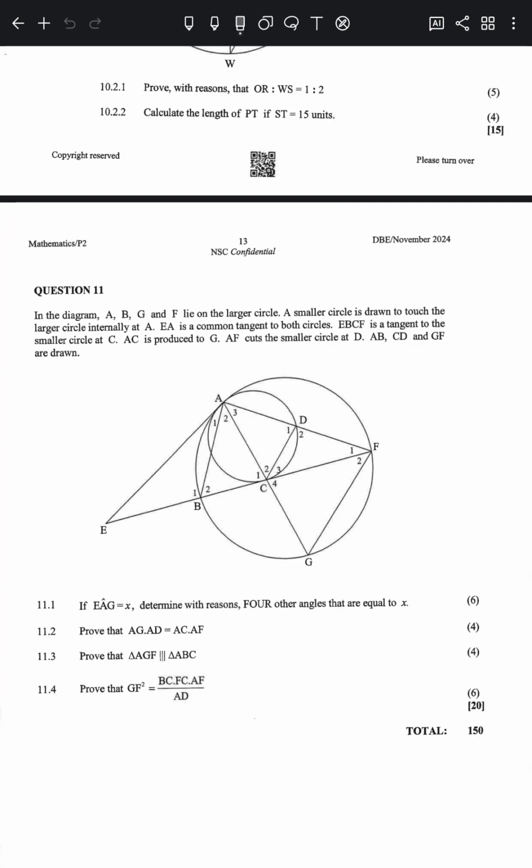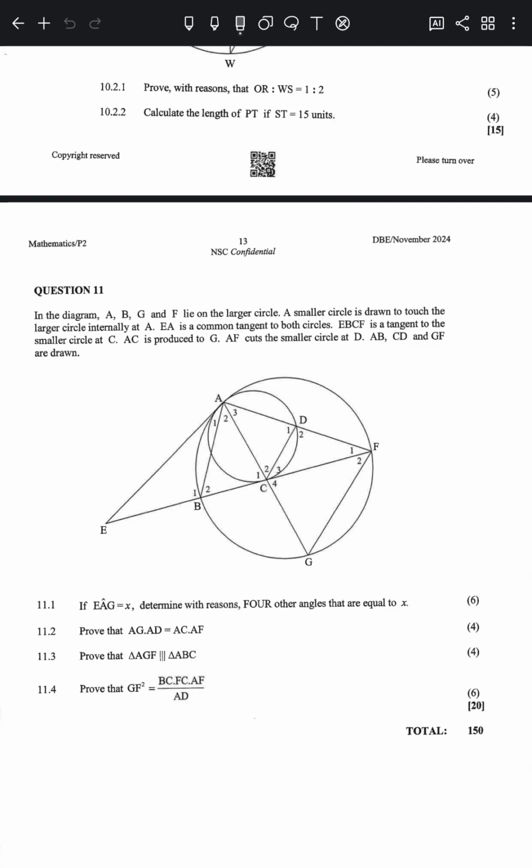So whenever they ask you about the tangent, rule number 1, this is a very, very critical rule: you must make sure by all means you get the angles that are based on that tangent. Then they say that EBCF is a tangent to the smaller circle. You have to make sure that you get the angles that are based on a tangent. When you are done, that is where you can go and answer 11.1. You realize that all the angles that you have found without answering the question are the angles that you're going to write in 11.1. Then they say prove that AG, AD, AC, AF, that is basically similarities.